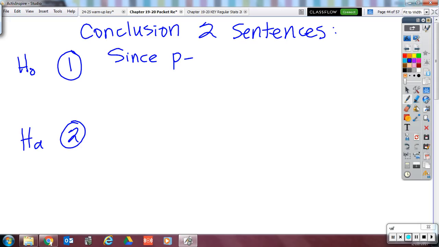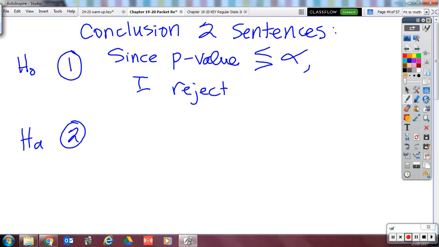Since our p-value is less than or greater than alpha, I reject. I'm sorry you don't have much room on there. I know I should have put this somewhere, maybe up at the top of that page or at the bottom. Sorry about that. Since the p-value is less than or greater than alpha, whichever it is, this is a generic statement, I reject or I will fail to reject H-O. Okay, so that's what our first sentence will say.